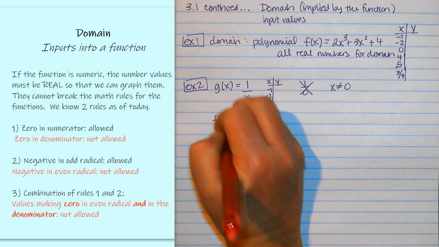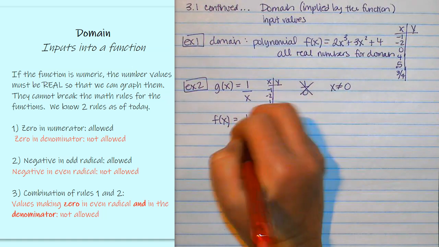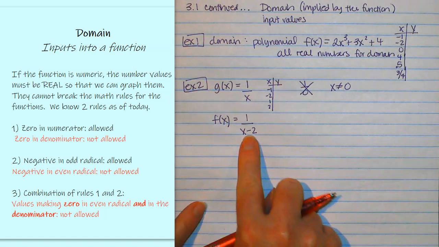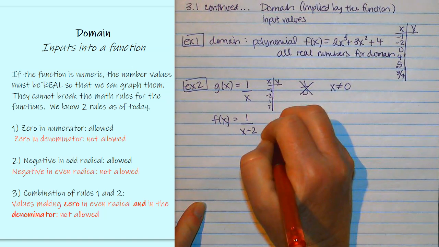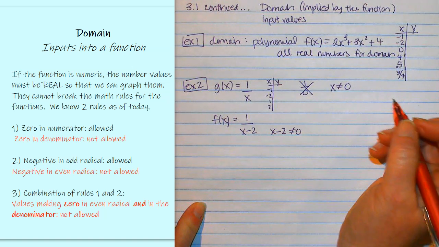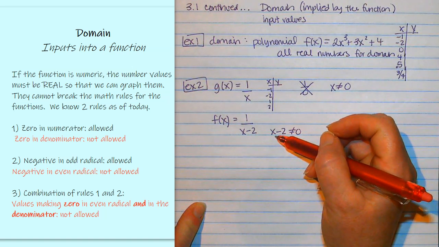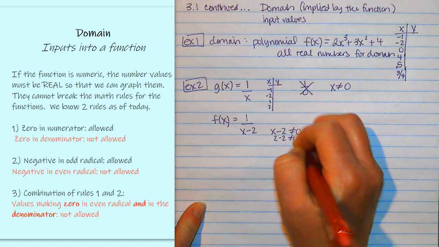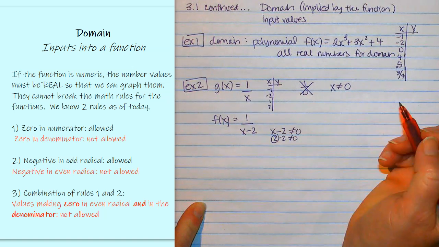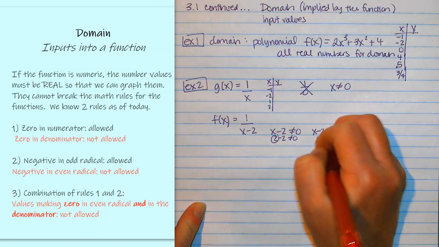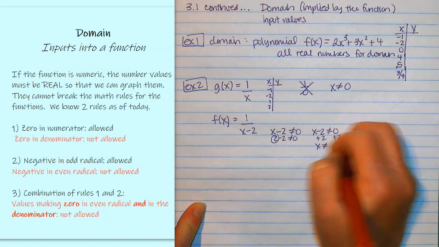Along those same lines, let's look at something a little more interesting. 1 over x minus 2. So this is going to be about rule number 1 with fractions. You're going to figure out what would make this equal to 0. You can actually solve it. You could say x minus 2 is not equal to 0 and figure out what that value is. Many of these you can figure out in your head. If you put a 2 there, 2 minus 2 would be 0. And so 2 is the number that's not allowed. But you can also solve it. So x minus 2 is not equal to 0. Add 2 to both sides. X is not equal to 2.